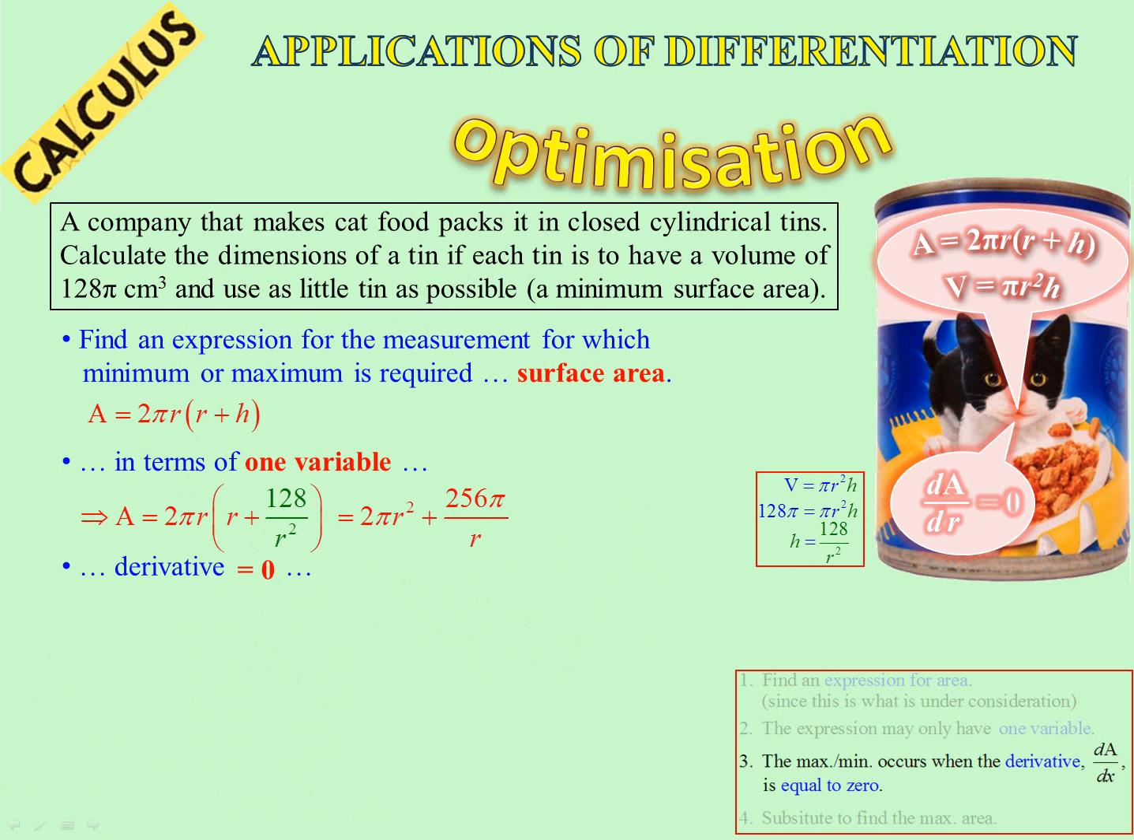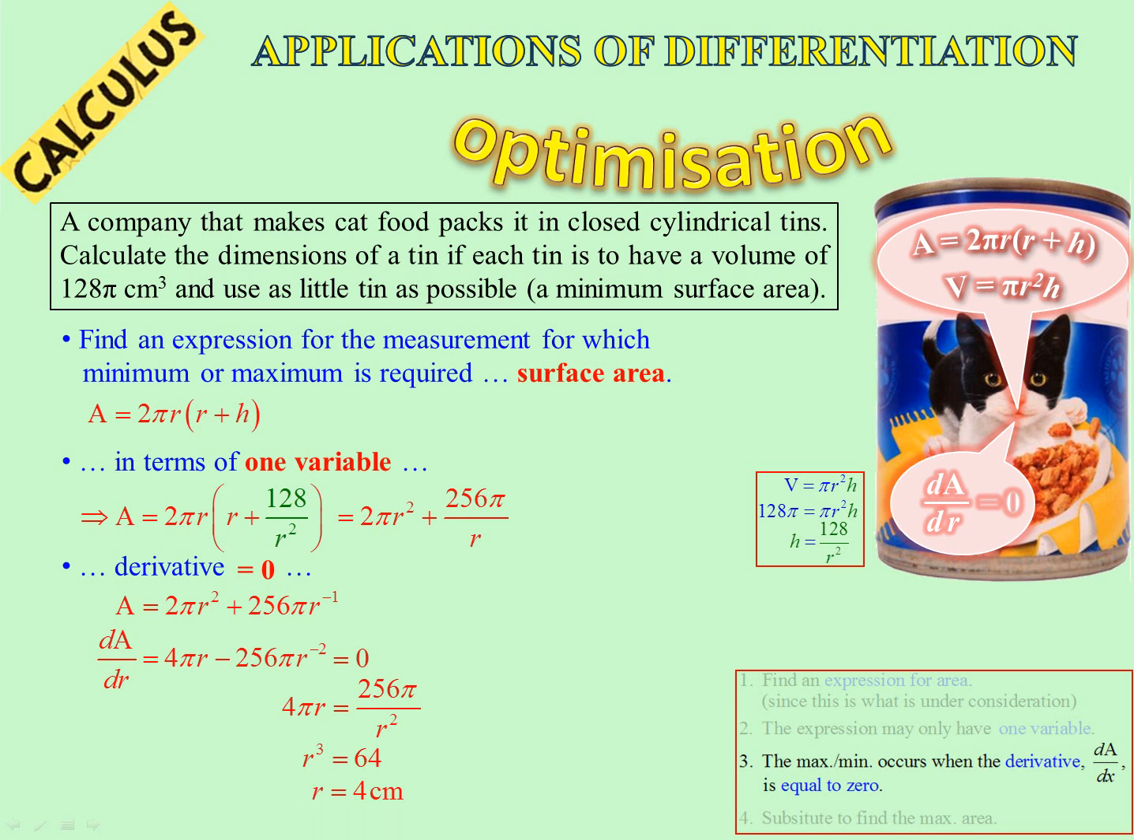Now we're going to find the derivative. Write this in a differentiable form, in other words, r to the minus 1 on the top. Differentiate and put equal to 0. Solving. There we are. Nice round number. We get r equal to 4.